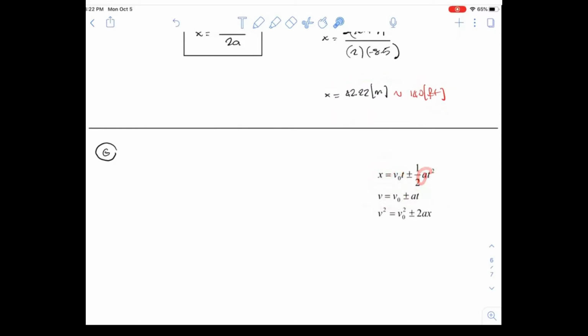We know the acceleration, so you can solve for T, except the problem is it's a quadratic equation. This one is going to require the quadratic formula. It's perfectly fine, except this one is easier. Okay, so I like that one. All right, so let's use this.